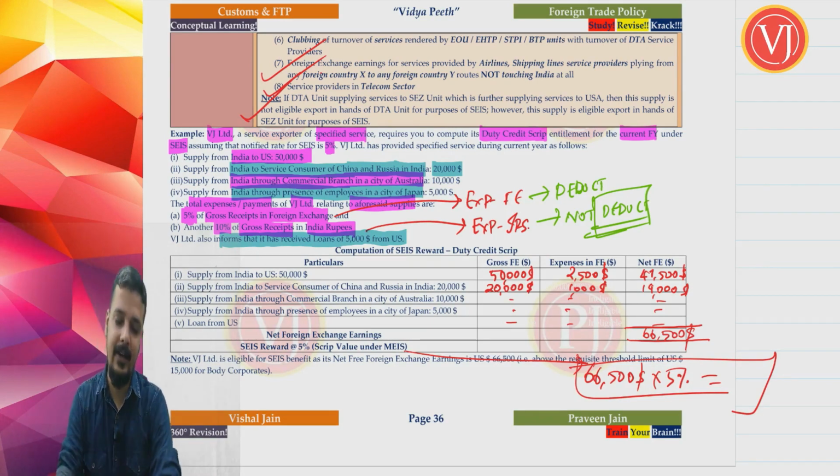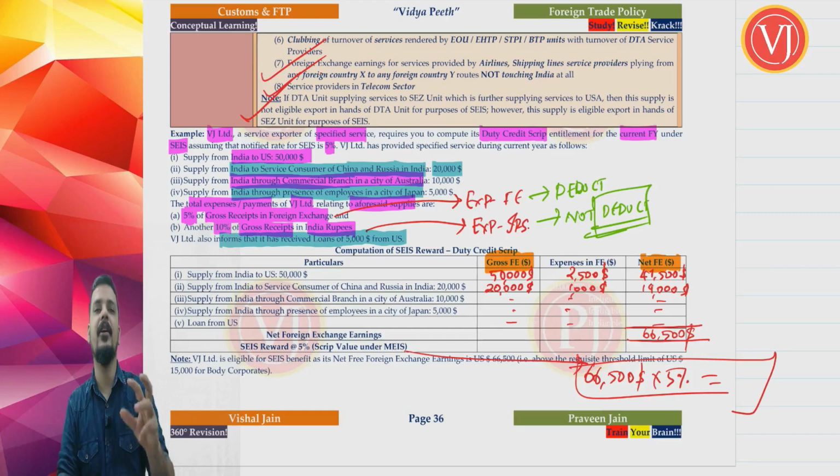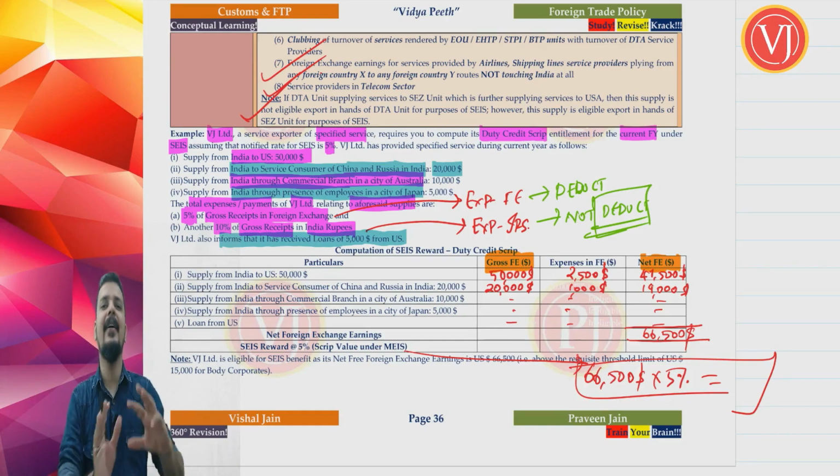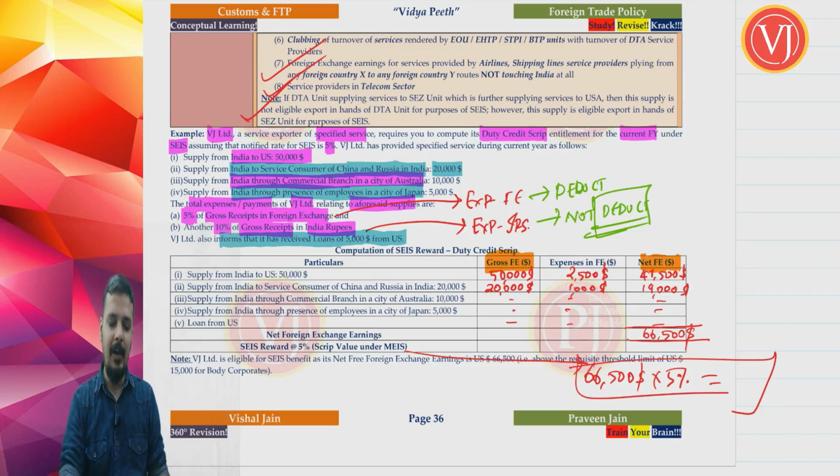First thing you have to understand is it is not gross foreign currency, it is net foreign exchange earnings. So you have to deduct it. And second important point is the deduction will be only that of expenses in foreign exchange, not expenses in Indian rupees. And any other amount that you have received that has nothing to do with service, please do not include it. Take that amount, multiply by the notified percentage, which is given as 5%, and you will get the SEIS script value. That is all about your calculation of SEIS script. That is everything about your MEIS script and SEIS script.